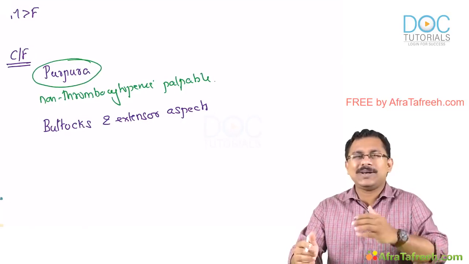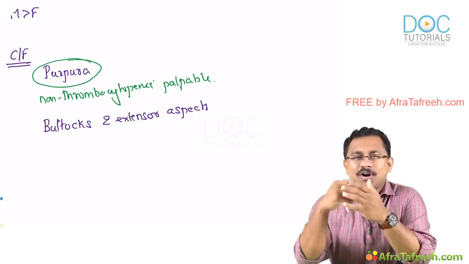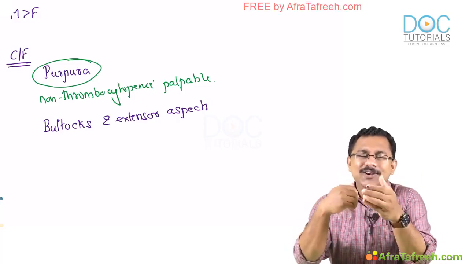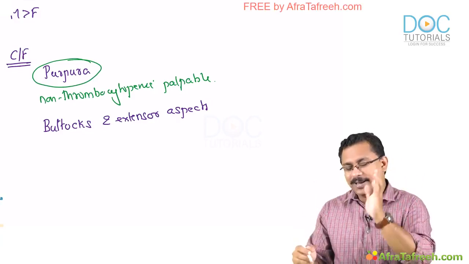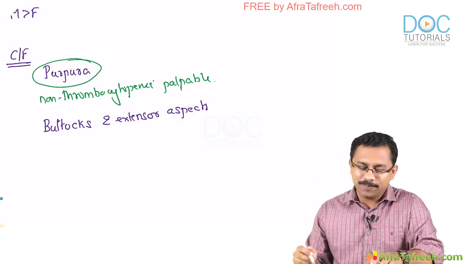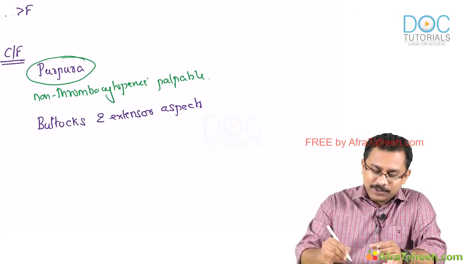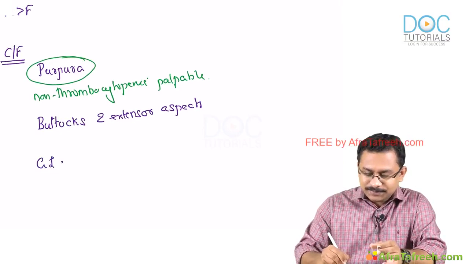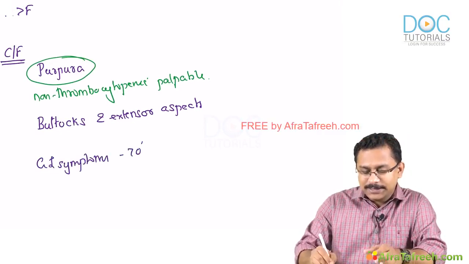And remember, there is no associated thrombocytopenia, because normally when you talk of the word purpura, this is likely to be due to a platelet deficiency or dysfunction. But here it is a non-thrombocytopenic purpura, and around 70% of individuals will also have GI symptoms.